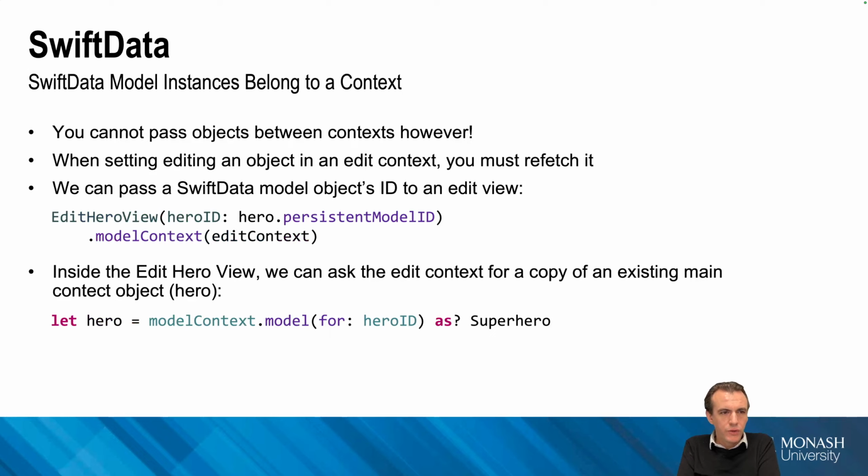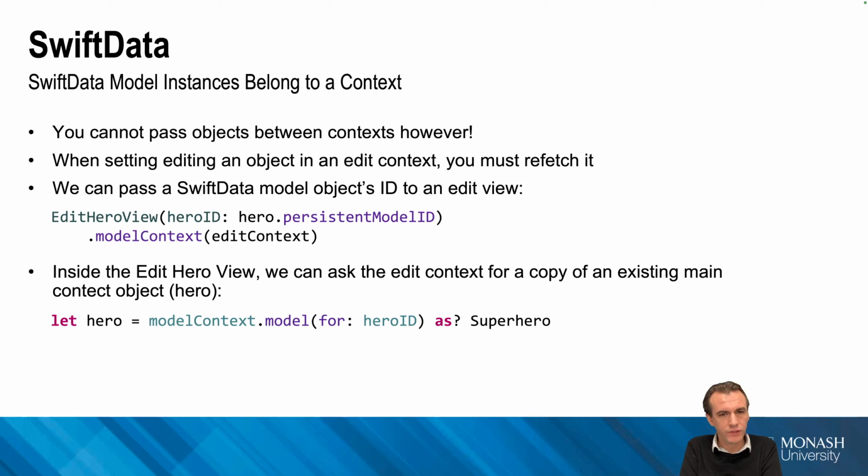One thing that you need to be aware of in this case is that when you have model instances, so things you've fetched from SwiftData, they belong to a particular context. So if you've, say, used a query to get a list of hero objects on your main context, and then you want to pass that to an editing view where you can edit the details of one of those heroes, and you're doing that in an edit context, you need to fetch a version of that from the edit context.